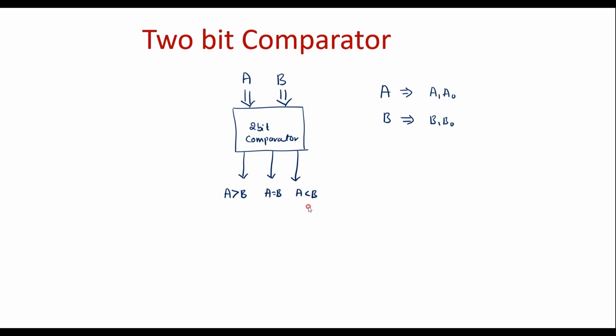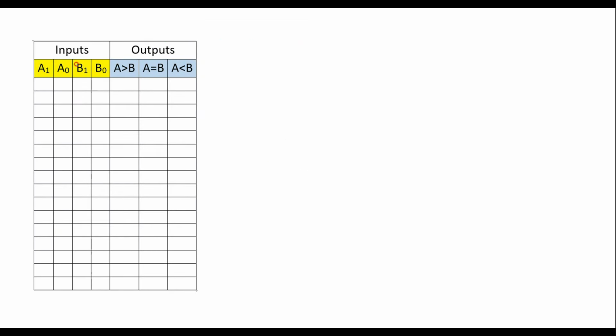Let me write the truth table first. These are the inputs A1, A0, B1, B0. Outputs are A greater than B, A equal to B, and A less than B. Now let me write all possible inputs. Here we have 4 bits, A1, A0, B1, B0. That is, we have 0000, 0001, and I will write the decimal number here. This is 1. This is 2.